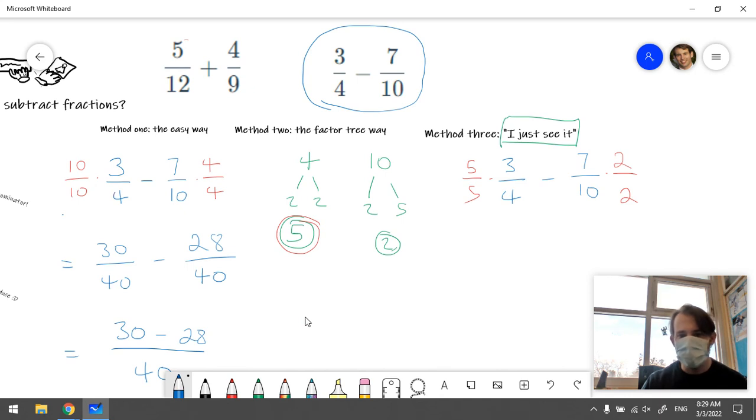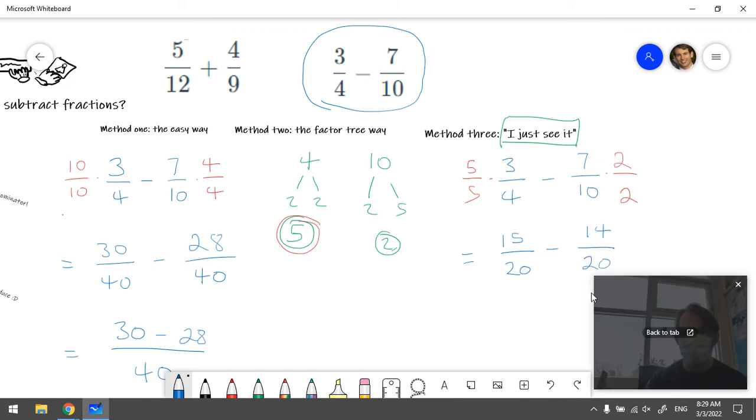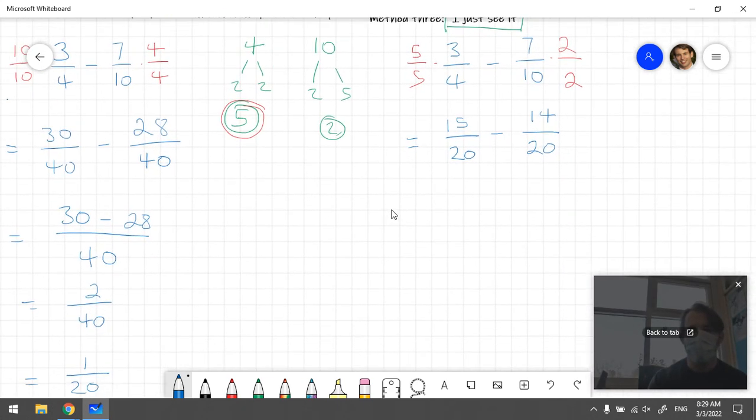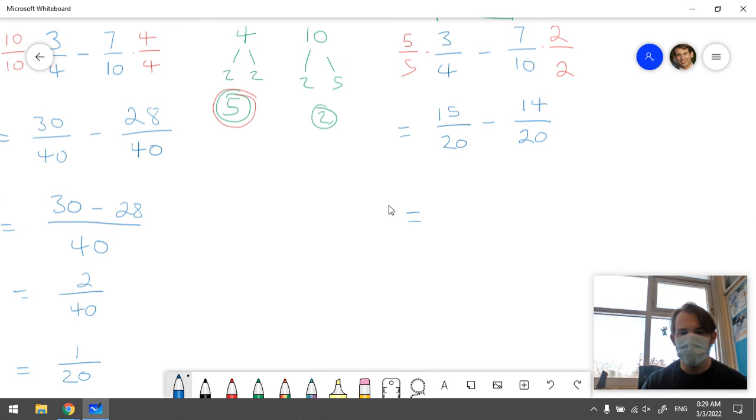I use an equal sign, which is a promise to my reader that the next thing I write will be the same. 5 times 3 is 15. 5 times 4 is 20. Minus 7 times 2 is 14. Over 10 times 2 is 20. And then I put it all over a common denominator and do the subtraction. 15 of something minus 14 of something over 20 gives me 1/20th. There's my nickel.